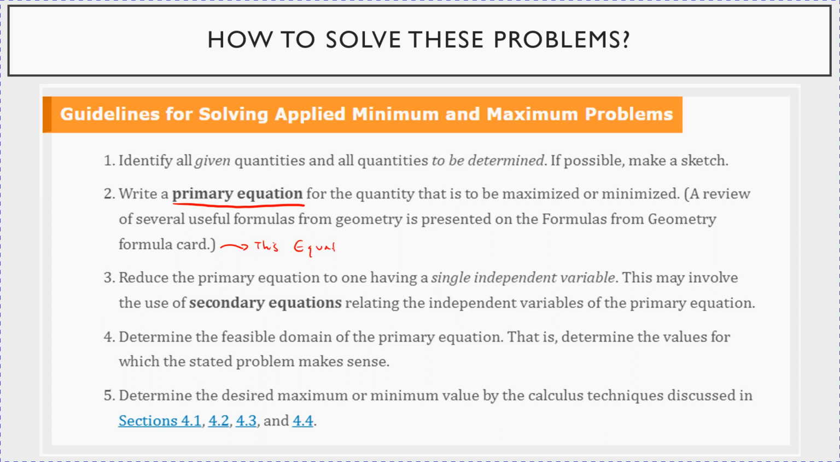This primary equation, we will use the calculus on, because we want to max or min it. So that's where we're going to look at the first derivative. Then you're going to notice that generally these primary equations involve 2 variables. So you're going to reduce the primary equation to having one single independent variable. This is going to involve some type of secondary equation, and what we're going to do is plug this into the primary equation.